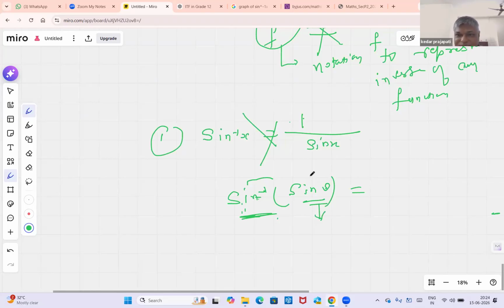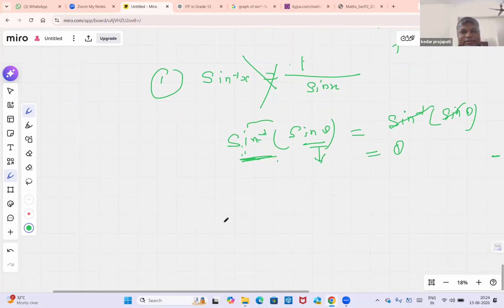So ultimately, the answer will be sine inverse of sine theta. Now this and this are getting cancelled. It is coming theta. But here is a catch. So what is the actual meaning of sine inverse?